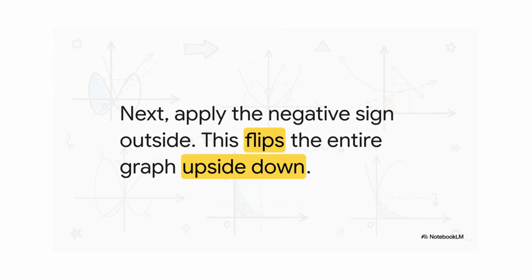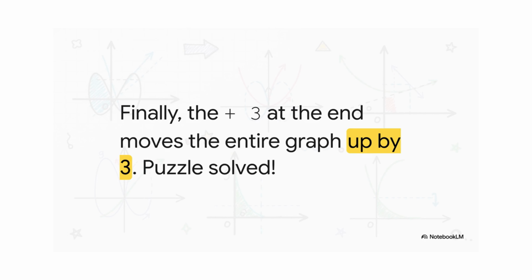Step 3, let's deal with that big negative sign out front. That's an outside change, so it affects the graph vertically. It's our reflection rule. So we take our U shape and we just flip it upside down. Boom! And now for the final piece of the puzzle.